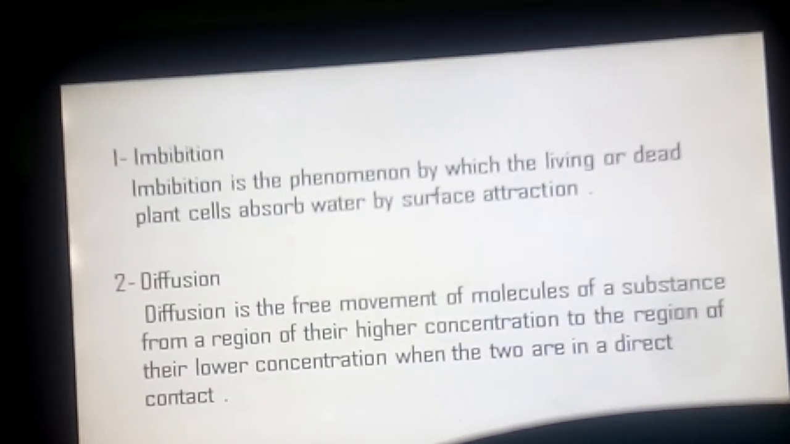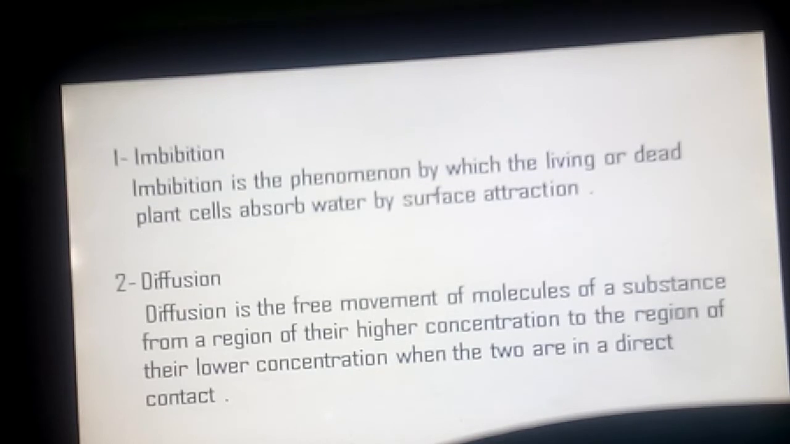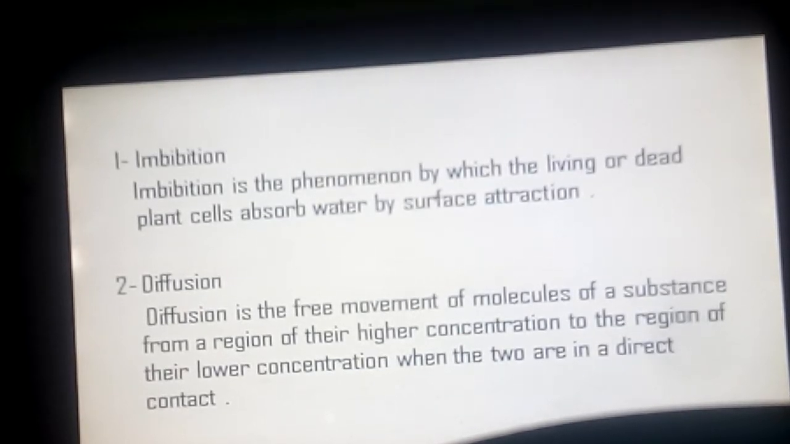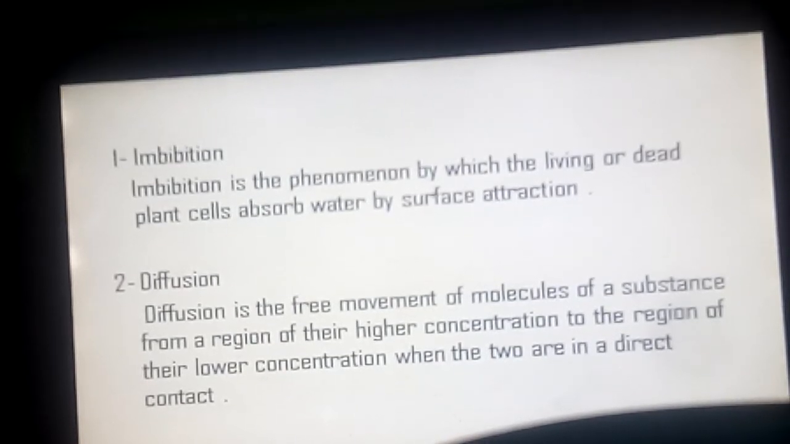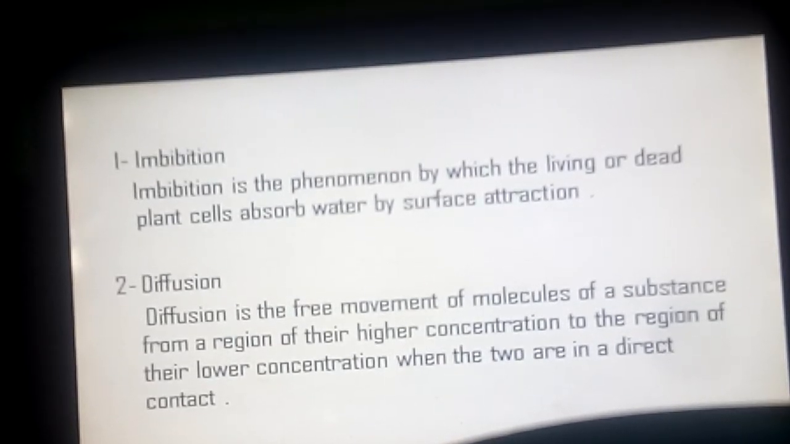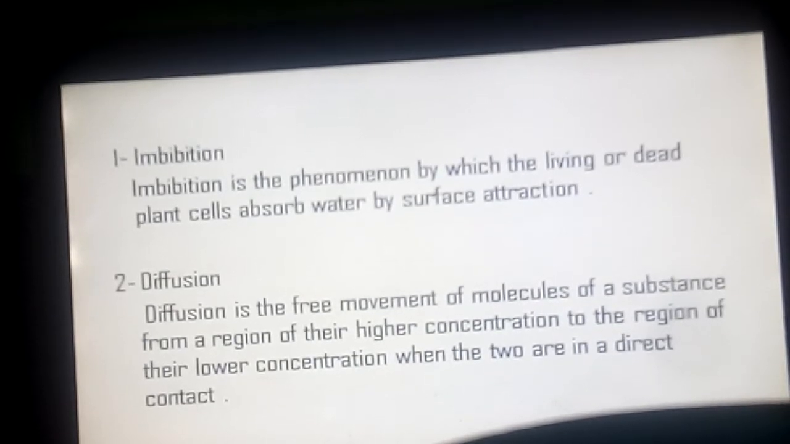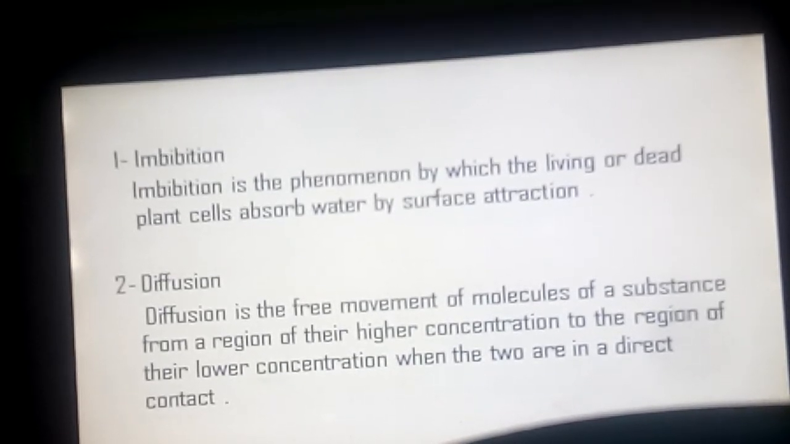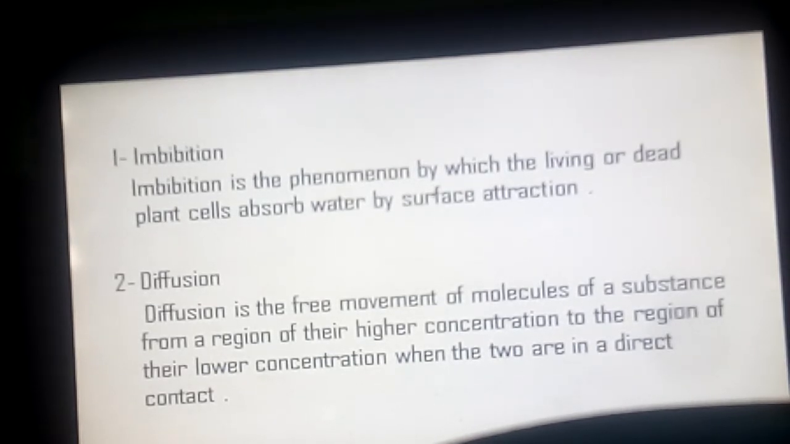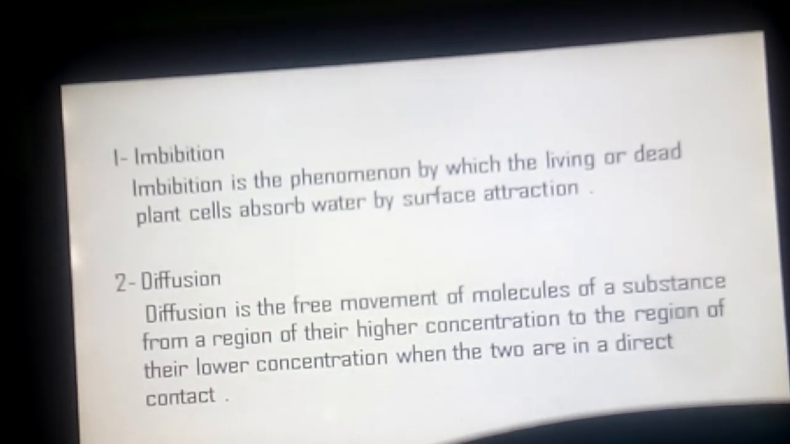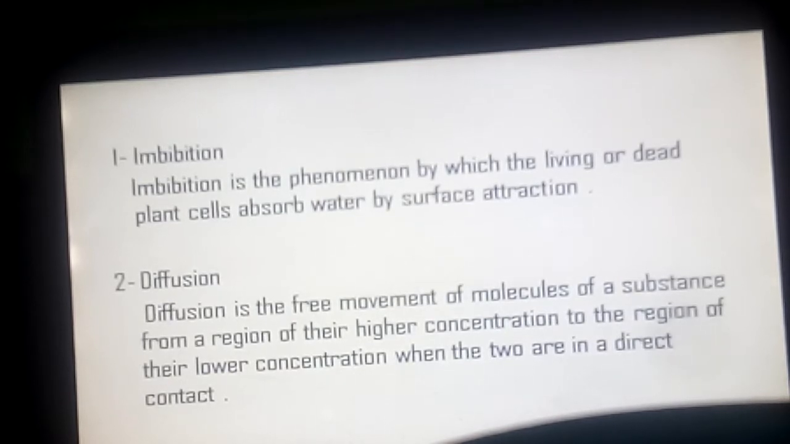So first, imbibition. It is the phenomenon by which the living or dead plant cells absorb water by surface attraction. Substances which are made up of cellulose or proteins are hydrophilic, meaning they have strong affinity for water. They imbibe water or moisture and swell up. Example, dry seeds and wooden doors swell up on contact with water or on exposure to moist air. So due to imbibition pressure, the seed coat ruptures in the case of germinating seeds.